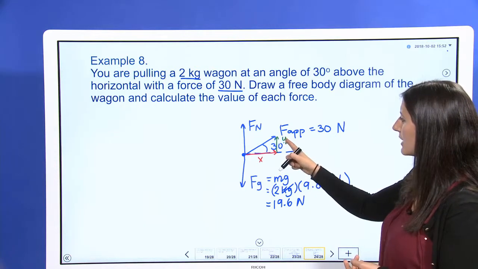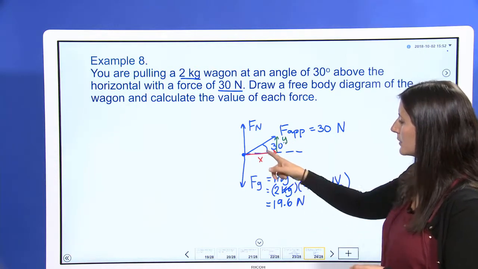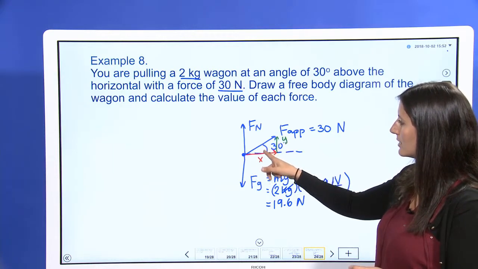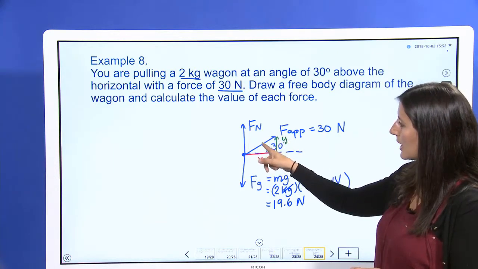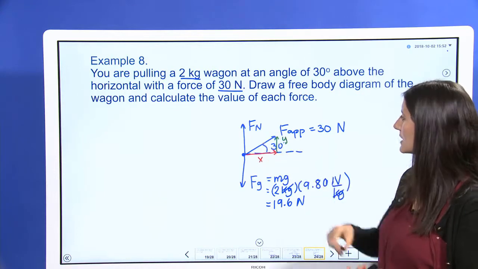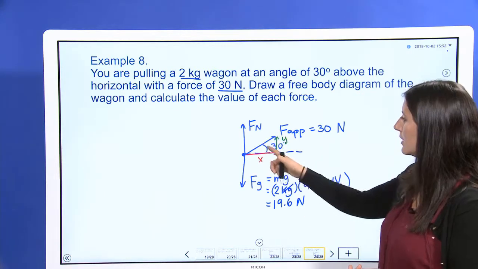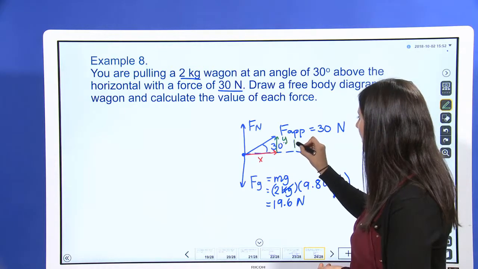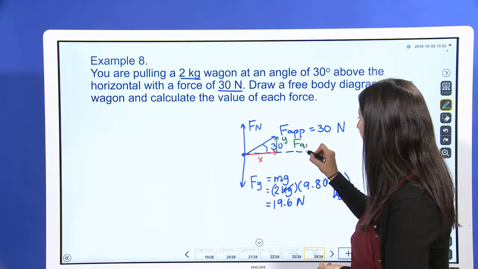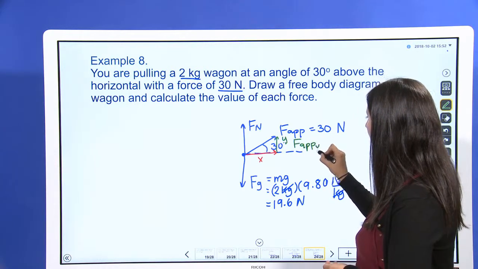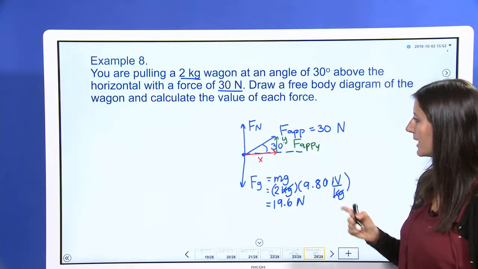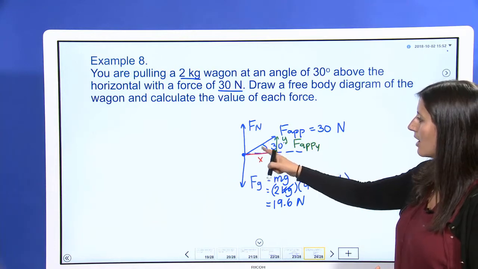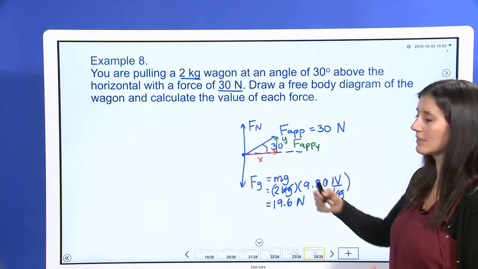So first, let's find this y component. Okay, well, here we have a right-angled triangle. My angle is 30 degrees, and my F applied, which is my hypotenuse, is 30 newtons. I'm looking for the y component. I'm going to call this F applied y. Okay, so it's the y component of my F applied. It's the opposite side of my 30 degrees.